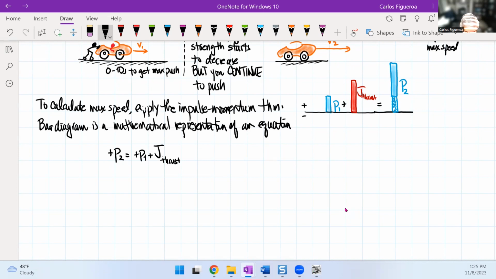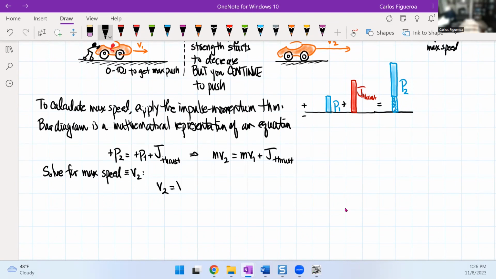And then if I continue to write my stuff in here, what do I see? I can rewrite this as the mass of the rocket times the velocity 2 equals the mass of the rocket times velocity 1, plus the impulse that we calculated for the thrust. So now, if I solve for max speed, which we now define as V2, you could see here that I'm going to divide both sides by the mass. So I'm going to get V2 equals V1 plus 1 over the mass times J of the thrust.